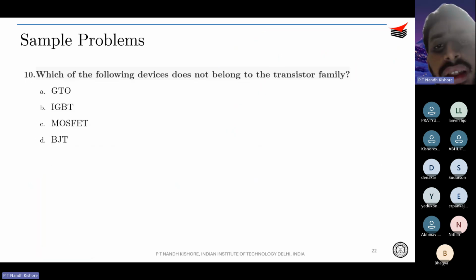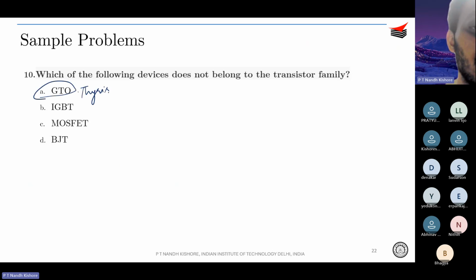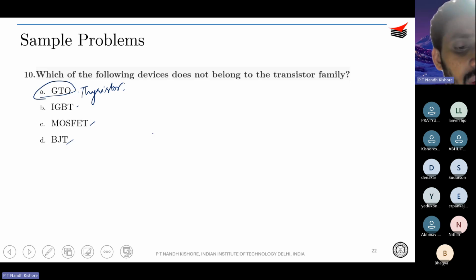Which of the following devices does not belong to the transistor family? GTO, IGBT, MOSFET, and BJT. I think you know the answer is GTO, because this is a gate turn off thyristor. IGBT is insulated gate bipolar transistor. MOSFET is metal oxide semiconductor field effect transistor. And BJTs are bipolar junction transistors. So GTO is a thyristor. It does not belong to the transistor family.